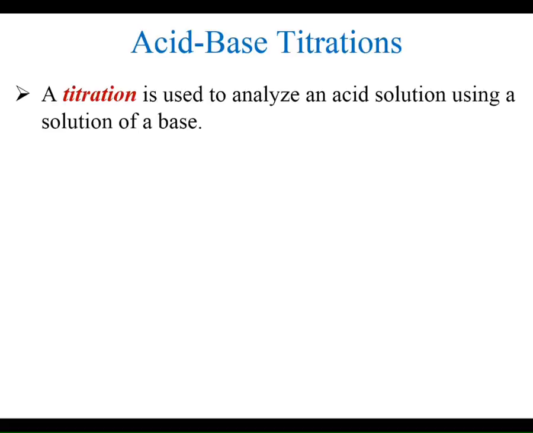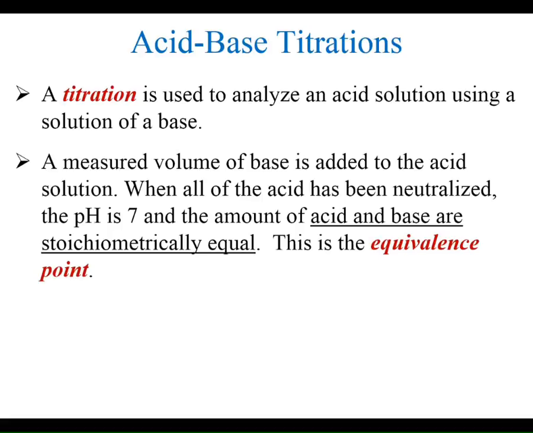So in this sense, what we're doing is we're going to take either the acid or base, one of those we're going to know the concentration of, and we're going to use that to find the concentration of the other one. So for example, maybe you know the concentration of the acid, so you use it to find the base concentration, or vice versa. I know the base concentration, so I'm going to find the acid concentration.